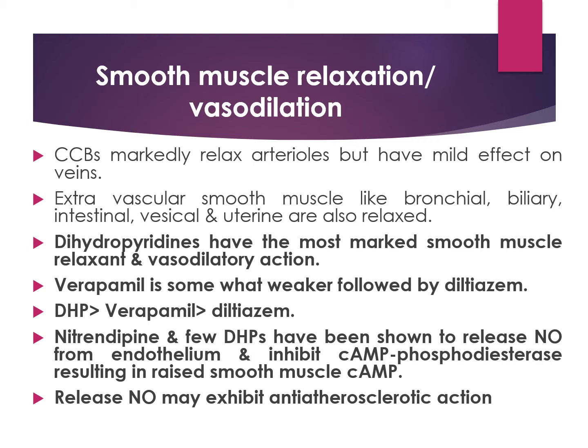Dihydropyridines have the most marked smooth muscle relaxant and vasodilatory action. Verapamil is somewhat weaker, followed by diltiazem. So the order of vasodilation and smooth muscle relaxation is as follows. The first one is dihydropyridines, followed by verapamil and followed by diltiazem.